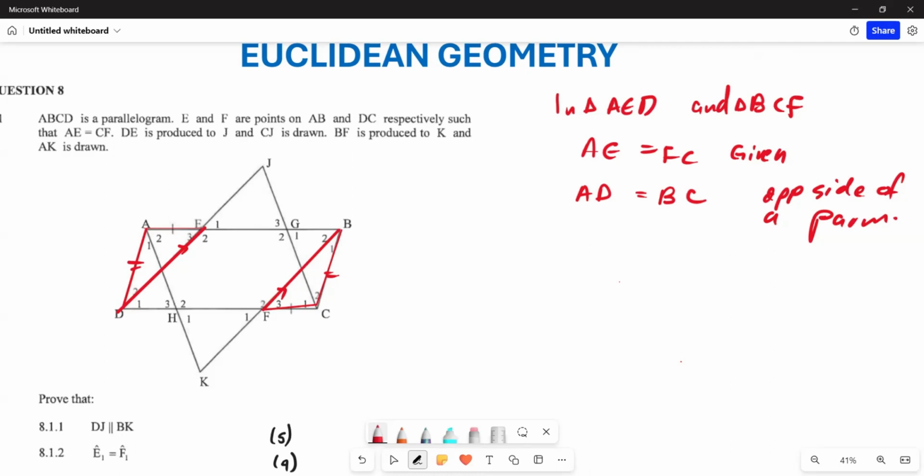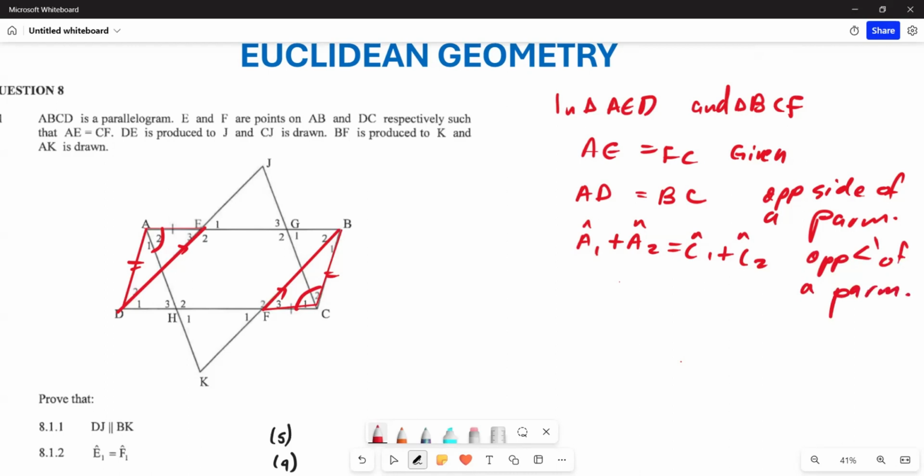Now, lastly, what else can I use to prove from here? I can also prove that my angle A1 plus my angle A2 is going to be equal to my angle C1 plus my angle C2. What does that mean? Remember, this angle here and this angle are going to be equal. That's good, because of what? Opposite angles of a parallelogram. Remember, opposite angles of a parallelogram are equal to each other, right?